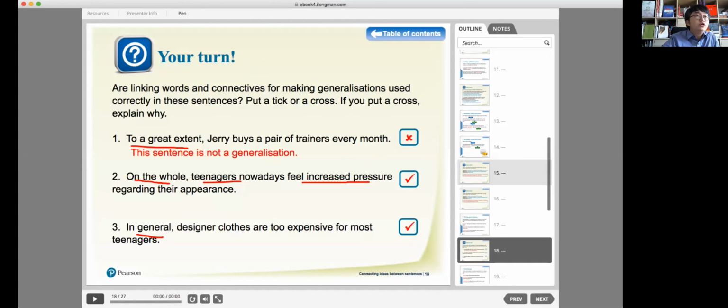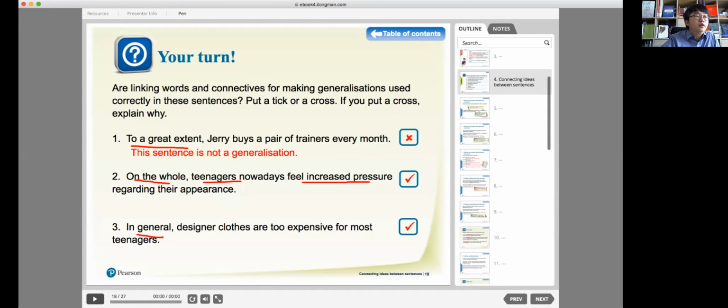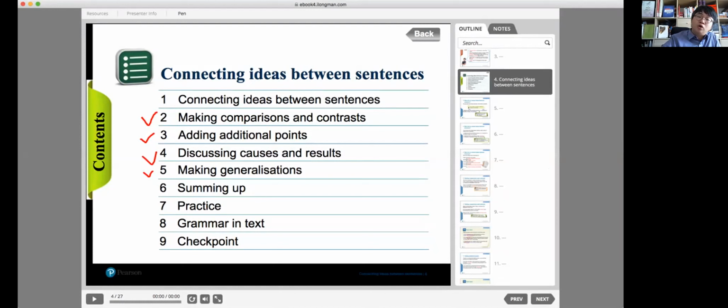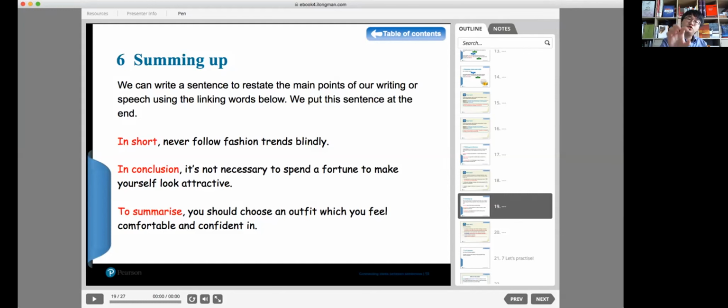All right. So we have finished talking about this part, and we are going to talk about the last part now, summing up for conclusion. Let's have a look here. Summing up. Similar to connectives for making generalizations, we put connectives for summing up for conclusion at the beginning of the sentence. Look at the definition here. We can write a sentence to restate the main points of our writing or speech using the linking words below. We put this sentence at the end.